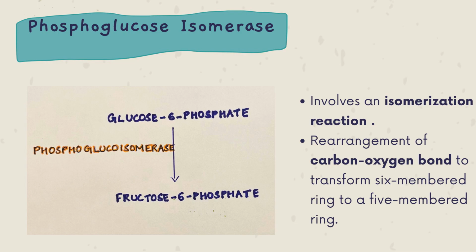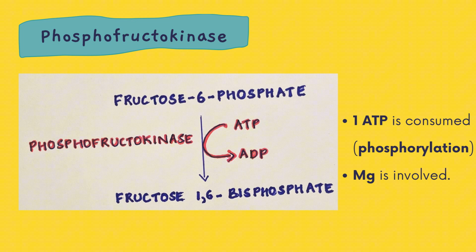The second reaction of glycolysis is the rearrangement of glucose 6-phosphate into fructose 6-phosphate by the enzyme phosphoglucose isomerase. It is an isomerization reaction and it involves the rearrangement of carbon-oxygen bond to transform the 6-membered ring to a 5-membered ring. The enzyme phosphofructokinase with magnesium as a cofactor converts fructose 6-phosphate to fructose 1,6-bisphosphate.